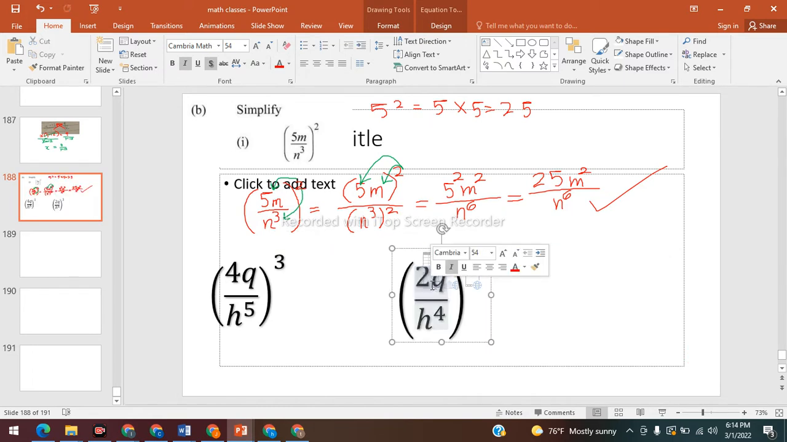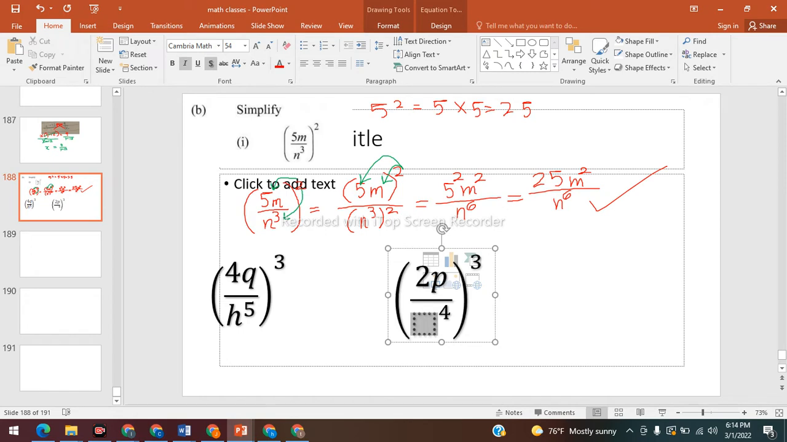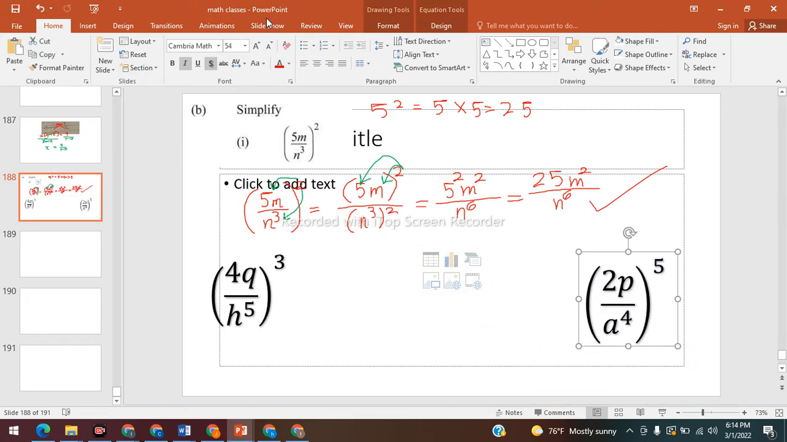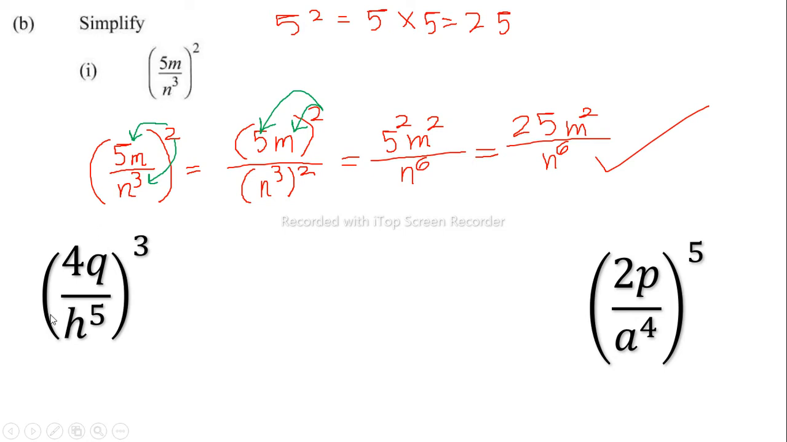This one, on the other hand, we are going to do another example. Say we had, you can keep it as 2, let's say this was p to the power of a. Let's say that this is 5. Okay, good. So do these ones for me, and let me know what you get. So do this one, 4q divided by h to the 5th, all to the power of 3, and 2p divided by a to the 4, to the power of 5. Do those 2 for me, and let me know what you get.